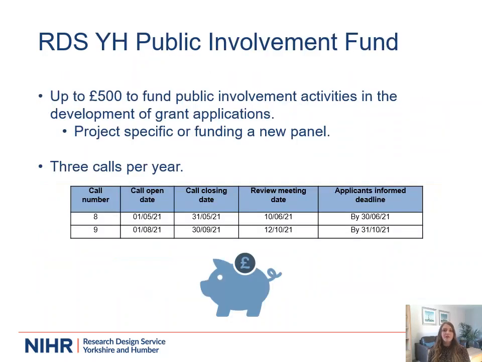I just want to tell you about the Research Design Service Public Involvement Fund. So it can be challenging to involve members of the public when developing research ideas if you do not have money to involve them. Our Public Involvement Fund allows researchers to apply for funding of up to £500 to support them to involve members of the public in developing their research ideas and grant application. This can be to provide public involvement for a specific project or to establish a new public involvement research advisory group or panel. There are 3 calls a year, and the latest one was in January, and the next deadline will be at the end of May.